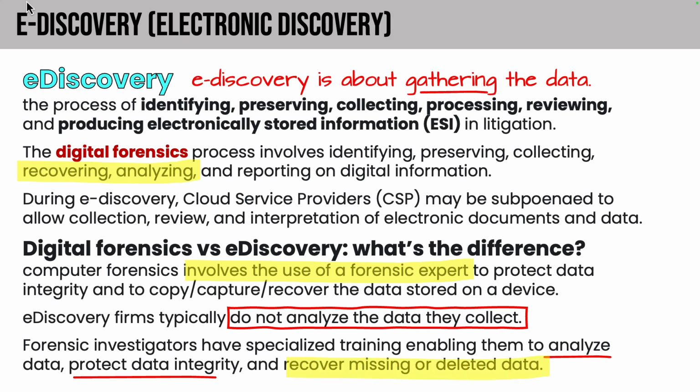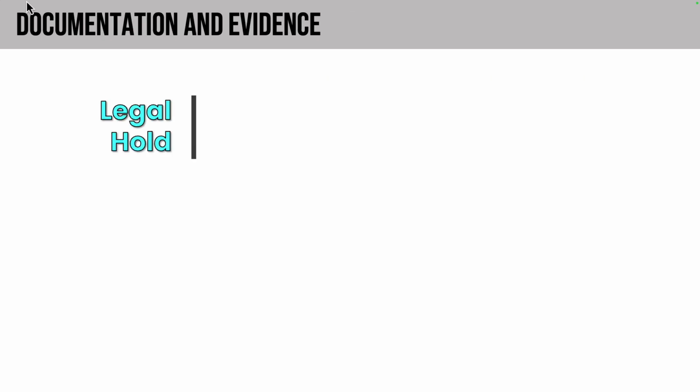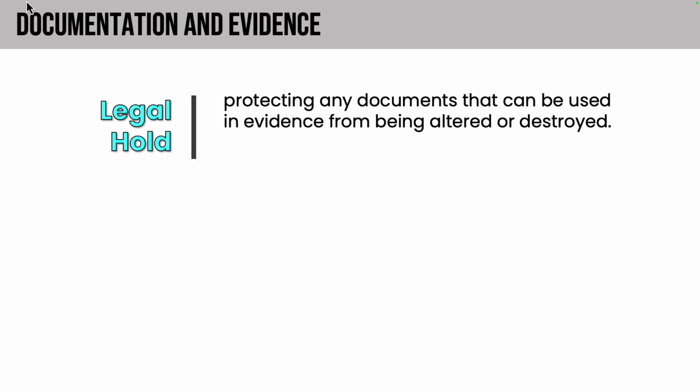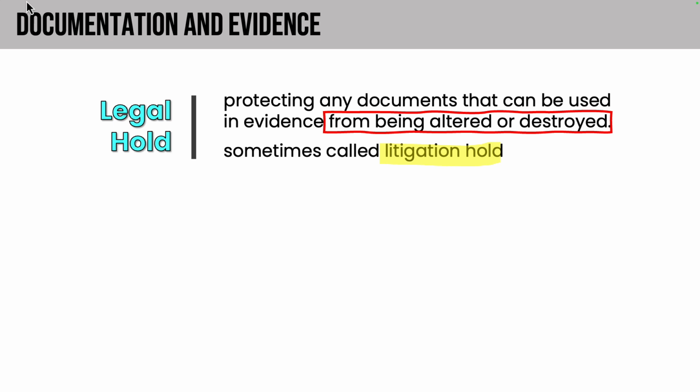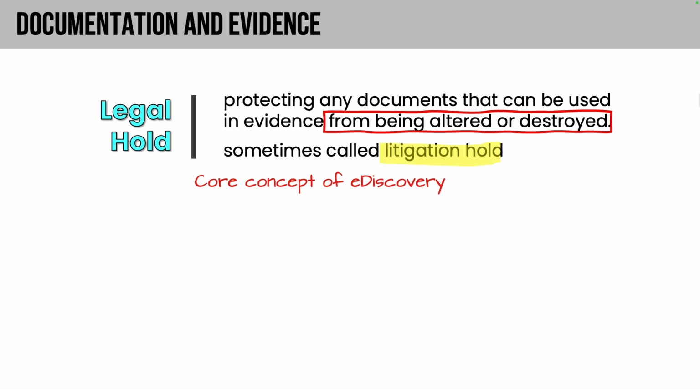So what does all of this roll into? Well, with e-discovery, it might roll into a legal hold, where we're protecting any documents that can be used in evidence from being altered or destroyed. This is sometimes called a litigation hold, two ways of saying the same thing. It's really a core concept of e-discovery. So I want to go a bit deeper on some evidence-related concepts, including chain of custody.